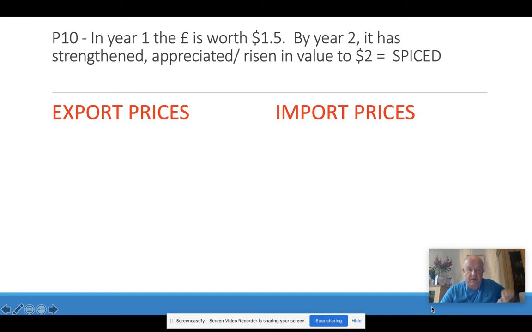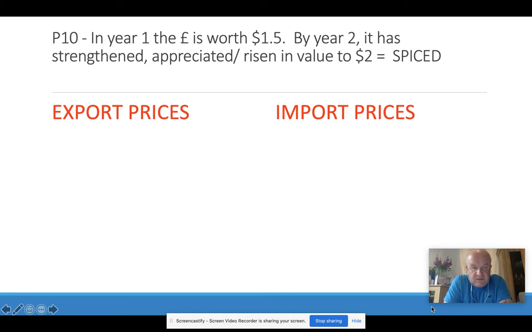Okay, welcome back to part 3 of the exchange rate and balance of payments narrative PowerPoints, and this is picking up on the booklet page which is headed up effects of a rise in the value of a currency.